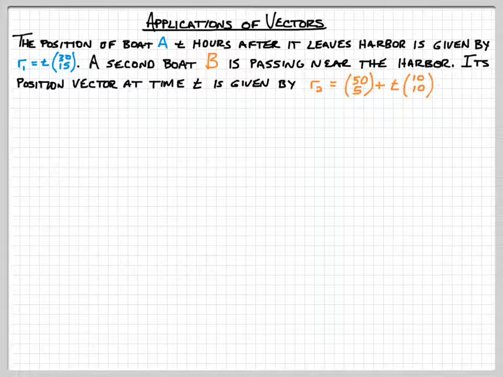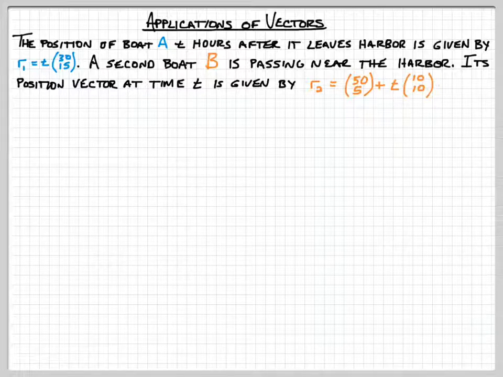So we've got the position of a boat A, t hours after it leaves the harbor, given by r sub 1 equals t (30, 15). Remember, (30, 15) is our direction vector. A second boat B is passing near the harbor, and its position vector at time t is given by the equation r sub 2, which equals (55) plus t (10, 10).